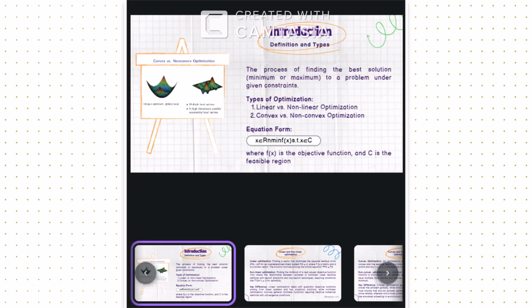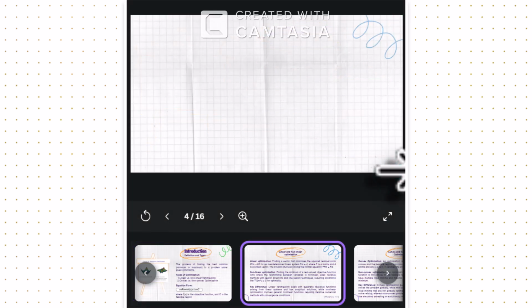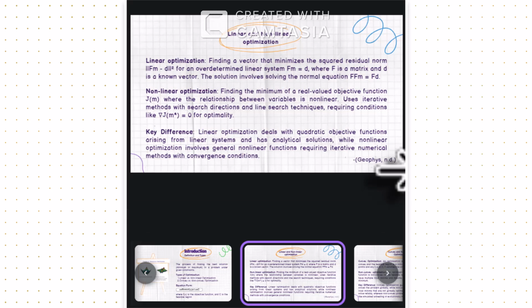There are several ways to classify optimization, depending on the structure of the objective function and the feasible region. So, the major types of optimization are linear and nonlinear optimization, and convex and non-convex optimization. Let's first start with linear and nonlinear optimization.